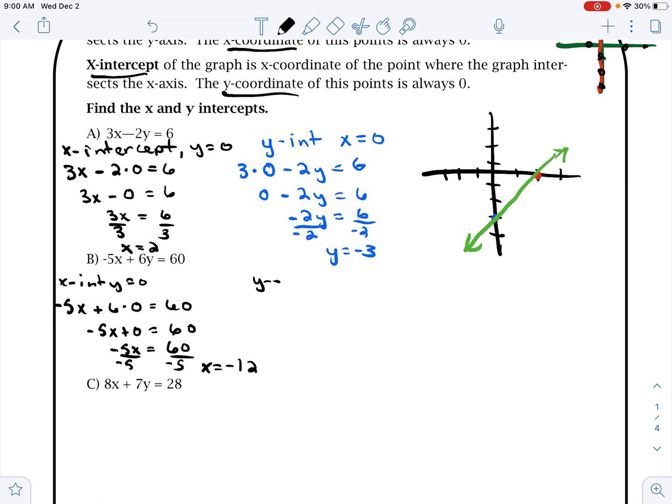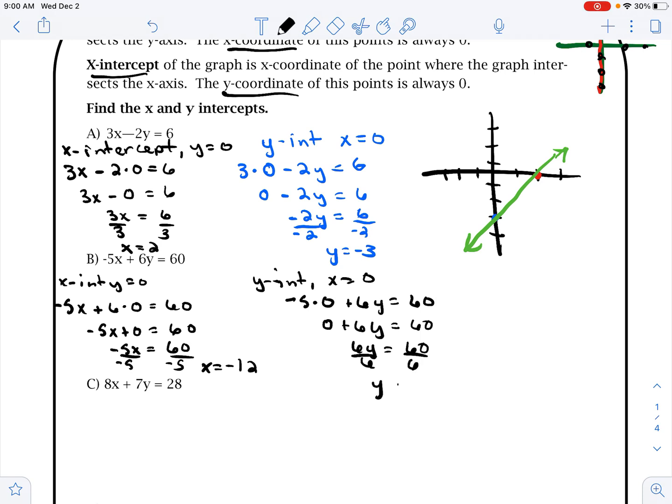I'm going to find the y-intercept the same way, except I'm going to make x equal 0. So negative 5 times 0 plus 6y equals 60. Negative 5 times 0 is 0, plus 6y equals 60. 0 plus 6y is 6y.